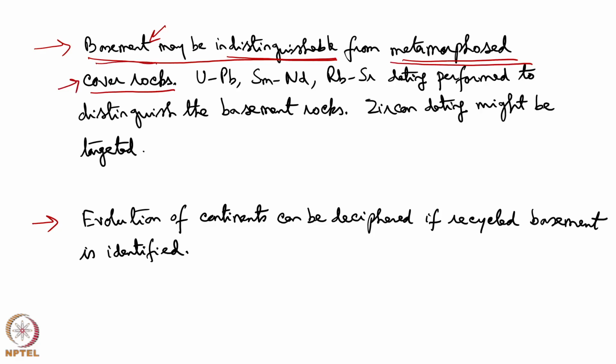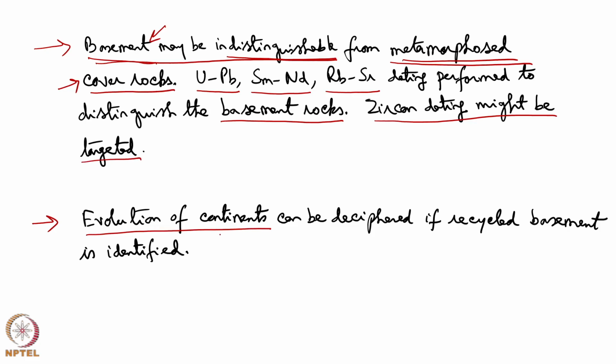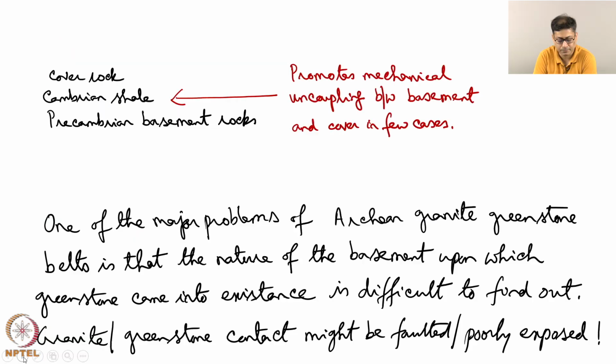recognize in the field. In that case, various geochronologic techniques such as uranium-lead dating, Sm-Nd dating and Rb-Sr dating, depending on the suitability, can be performed to distinguish the basement rocks. And in this context, zircon dating becomes very important. If by dating we find very old zircon, we understand that there was an old continent present. So, we can say that the evolution of continents can be deciphered if the recycled basement is identified.